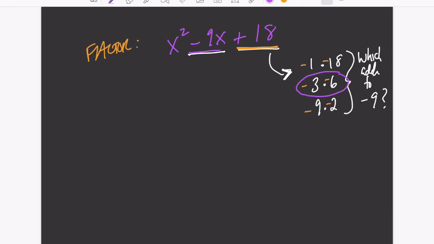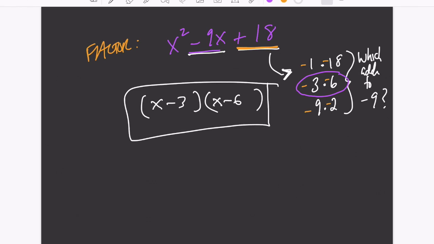So now all I'm going to do is write my binomials and pop those in. So I'm going to have two brackets. I'm going to have x minus 3 and x minus 6. Those are my factors. And to check, to make sure that I got it right, I'm just going to distribute. So x times x is x squared. X times negative 6 is negative 6x.